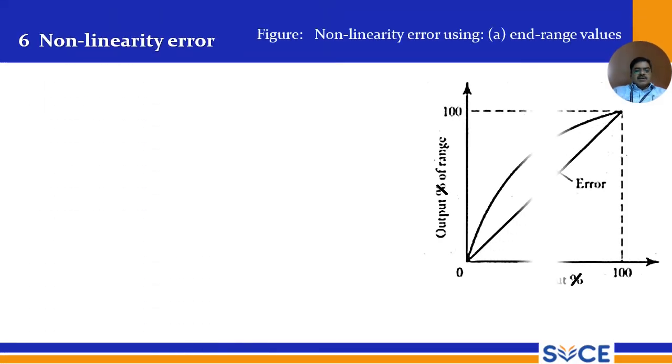Next, we have nonlinearity error. This is the nonlinearity error for end range values. This is the linear curve, and this is the actual measured curve. The difference between these two is the error, and here the nonlinearity is measured from end range values. We have the upper limit and the lower limit, and the linear curve is drawn between the end range values. So this is one way to predict nonlinearity.